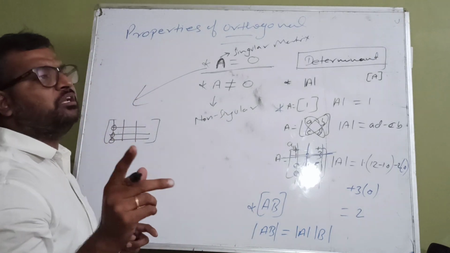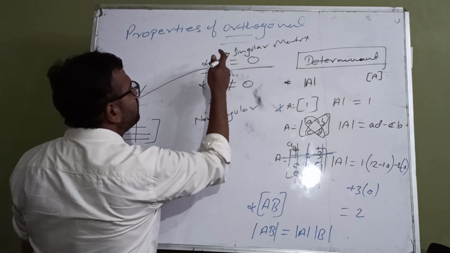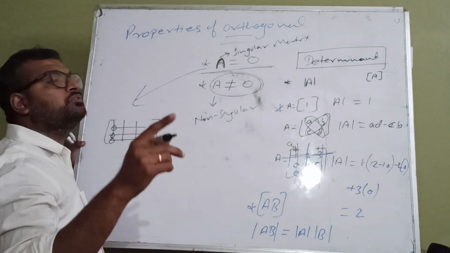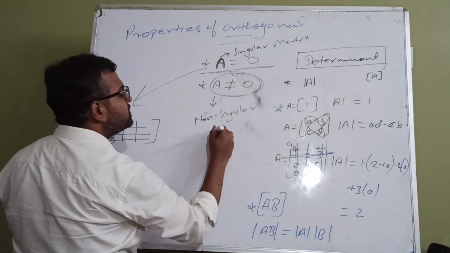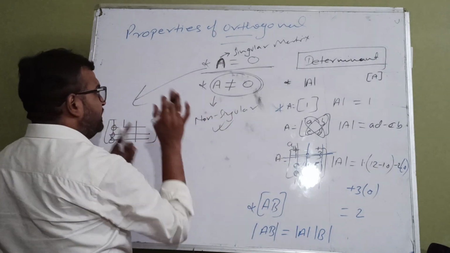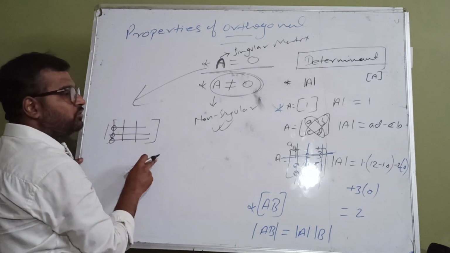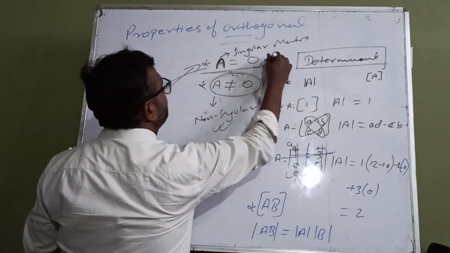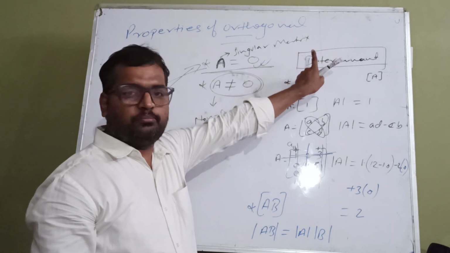Only those matrices will give the inverse whose determinant is not equal to 0. It means that to give the inverse of any matrix, it must be non-singular. If we are finding the inverse and all the elements we are getting are 0, then definitely the determinant of such a matrix will be 0, and that matrix will be which type of matrix? Singular matrix. Getting the point?